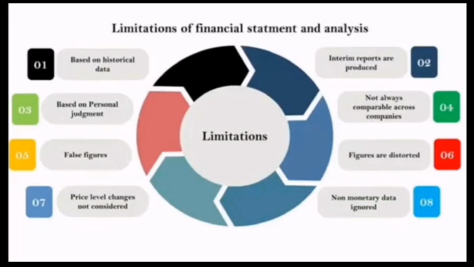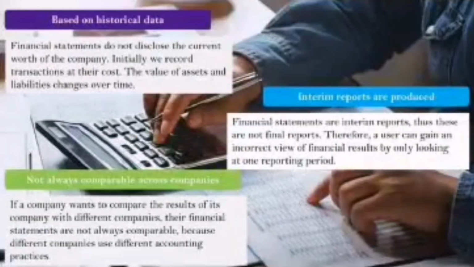Limitations of financial statement analysis. Number 1, based on historical data. Number 2, interim reports are produced. Number 3, based on personal judgment. Number 4, not always comparable across companies. Number 5, false figures. Number 6, figures are distorted. Number 7, price level changes not considered. Number 8, non-monetary data ignored. Based on historical data, financial statements do not disclose the current worth of the company.